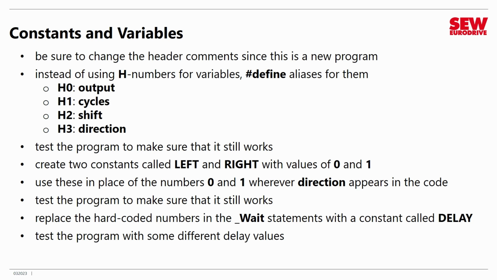Then come back in and do one last thing. Replace the hard-coded numbers in the wait statements with a constant called delay, and create that constant delay and set it to different values and see how you can affect the delaying in the program. So play with some different values. Every time you do a change, of course, you'll have to compile and try it out. So play with that, and that'll get your feet wet with variables and constants.